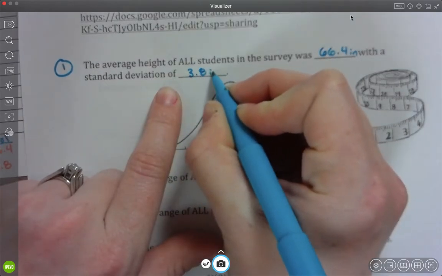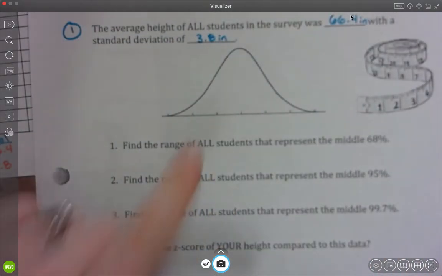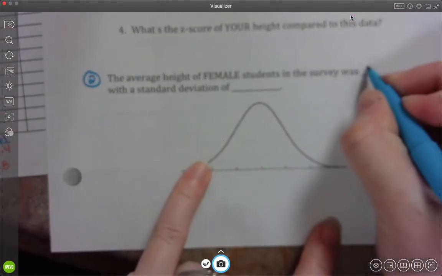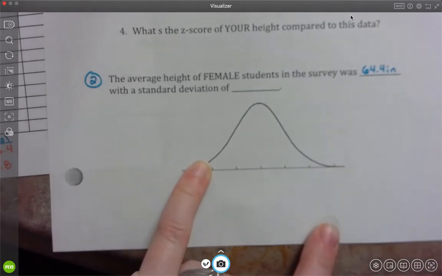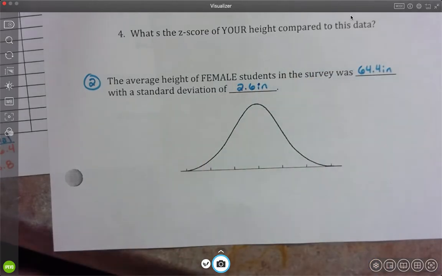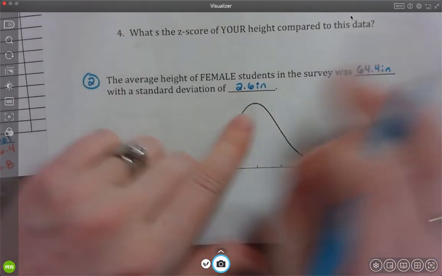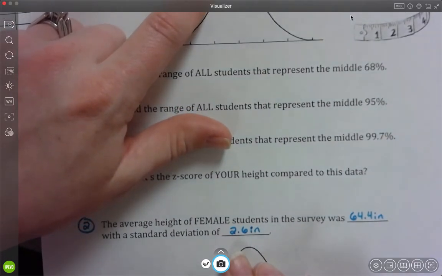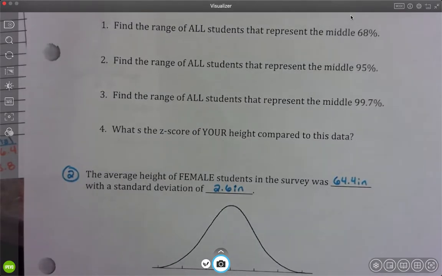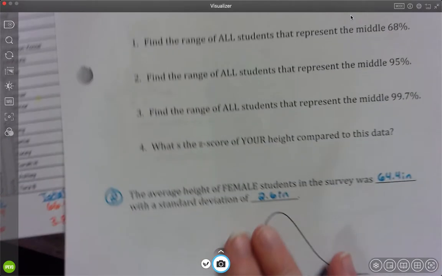We'll deal with that on the bell curve in just a second. Number 2, we're talking about female students. For girls, 64.4 was the average, and 2.6 inches was the standard deviation. The girls' standard deviation was a lot lower than the other, because a lower standard deviation means you're not varying a whole lot. So girls are pretty consistent with one another. There's not a very wide range of heights for girls.